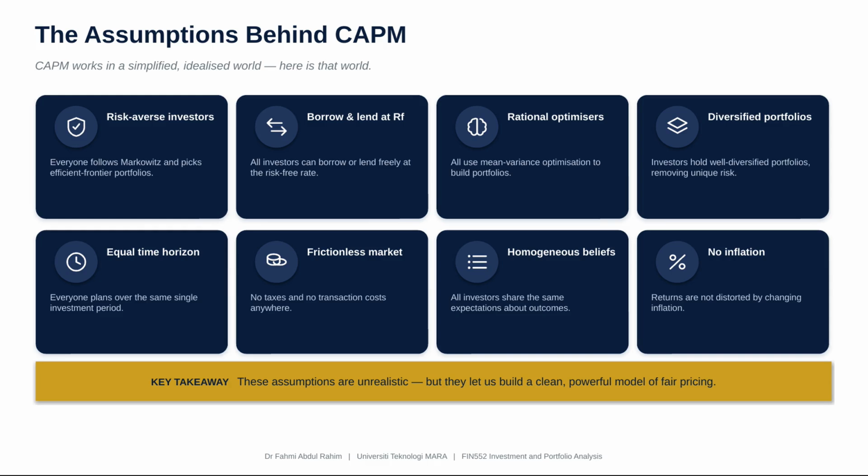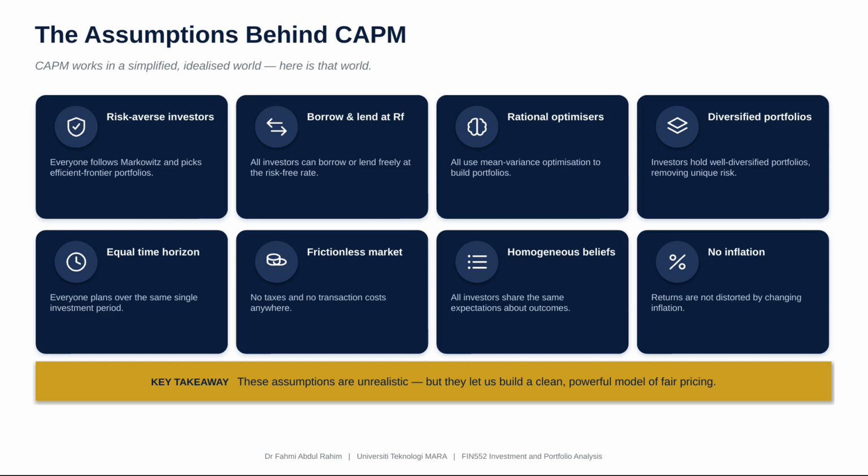Every model is a simplification of reality, and the CAPM is no exception. To produce its clean, elegant result, it assumes a rather idealized world, and you should know what that world looks like, because the assumptions are a favorite exam topic. There are 8 of them shown on the cards.